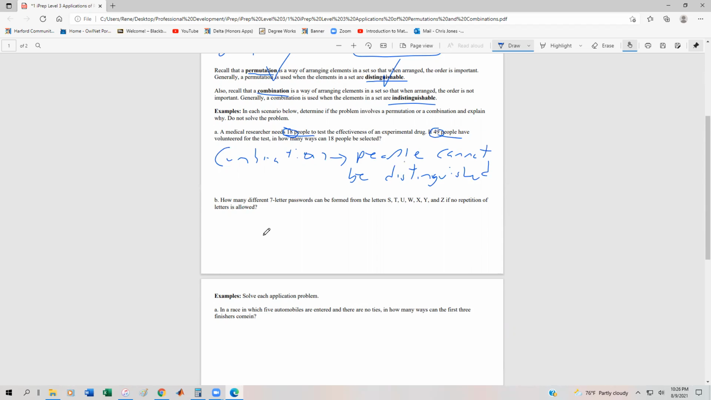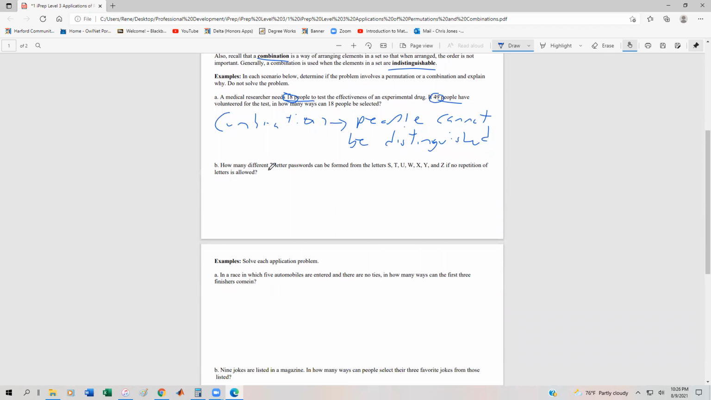However, in this scenario we have 7-letter passwords that can be formed from the letters S, T, U, W, X, Y, Z, if no repetition of letters is allowed. Well, clearly S is different than T, is different than U, is different than W, etc. So this would be a permutation, and the reason it's a permutation is because the letters are distinguishable.